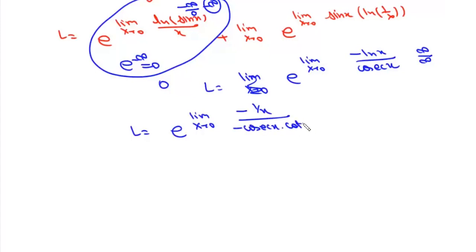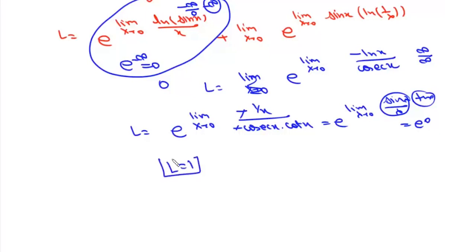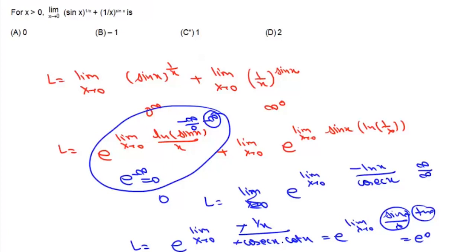Minus and minus will cancel, so it will be e to the power limit x tends to 0 sin x into tan x upon x. Sin x upon x is 1 and tan x is 0, so it will be e to the power 0. That means the value of this limit is simply 1, and that's your option C.